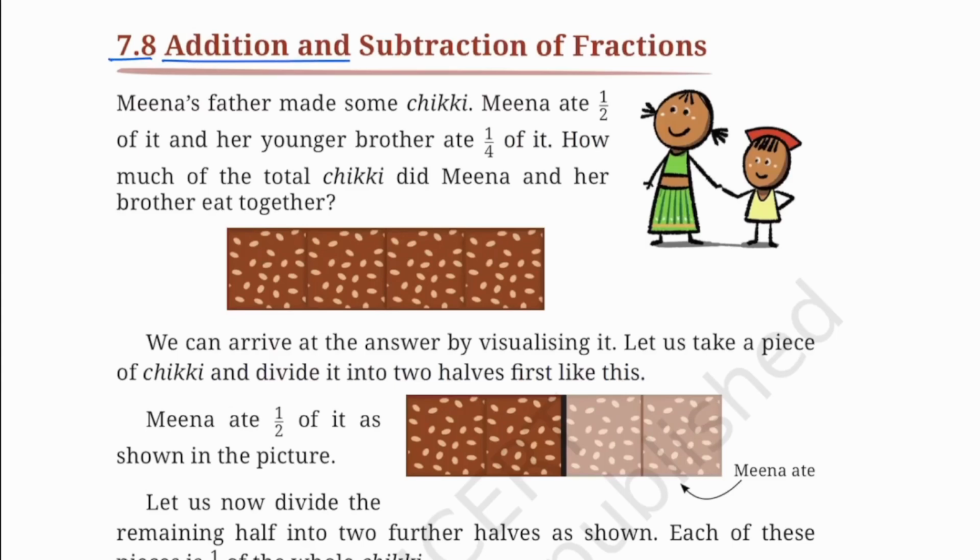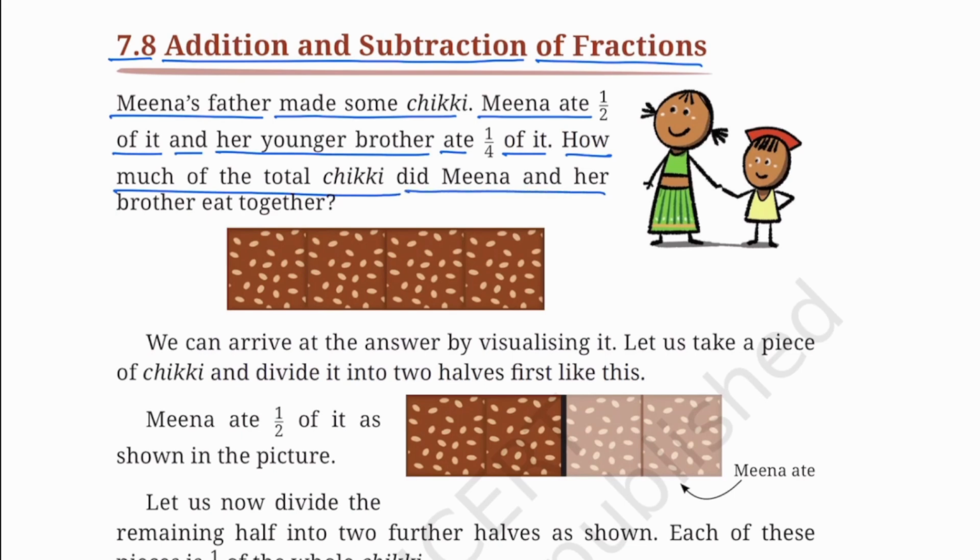7.8. Addition and subtraction of fractions. Mina's father made some chikki. Mina ate half of it and her younger brother ate 1/4 of it. How much of the total chikki did Mina and her brother eat together? We can arrive at the answer by visualizing it.